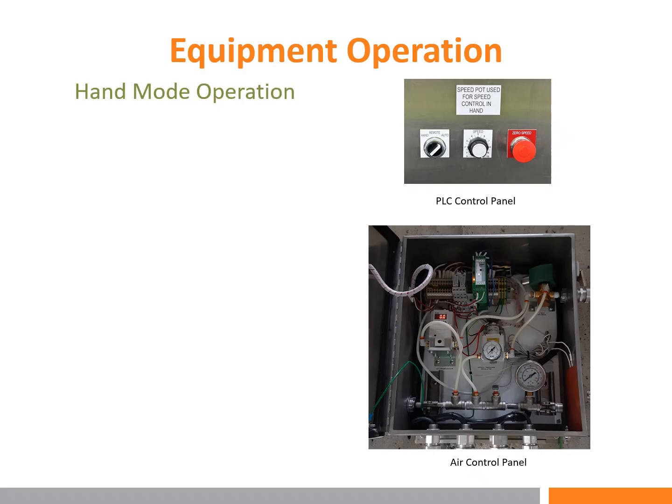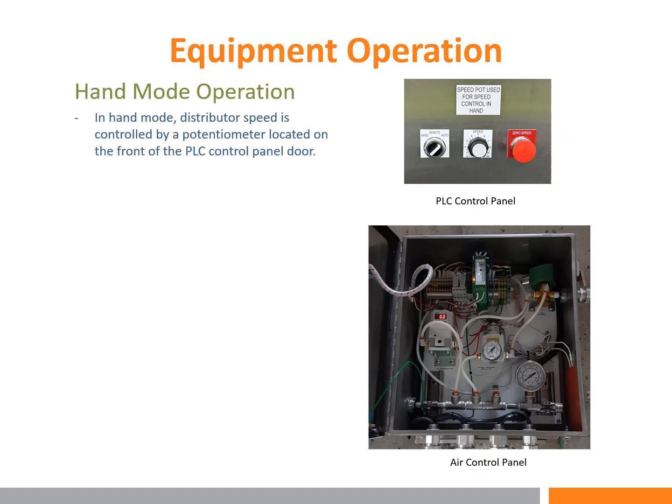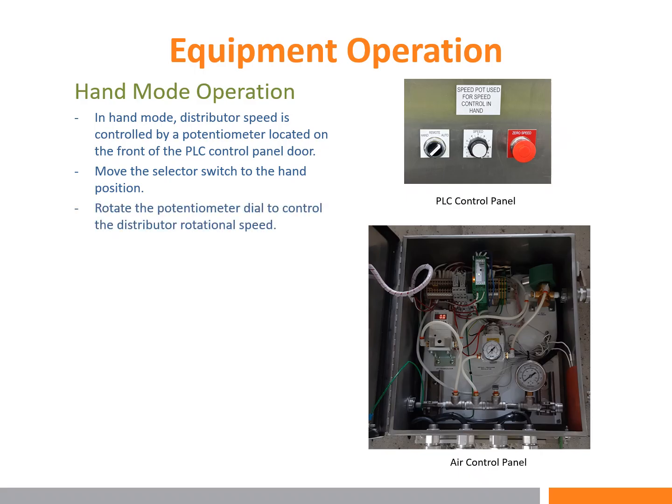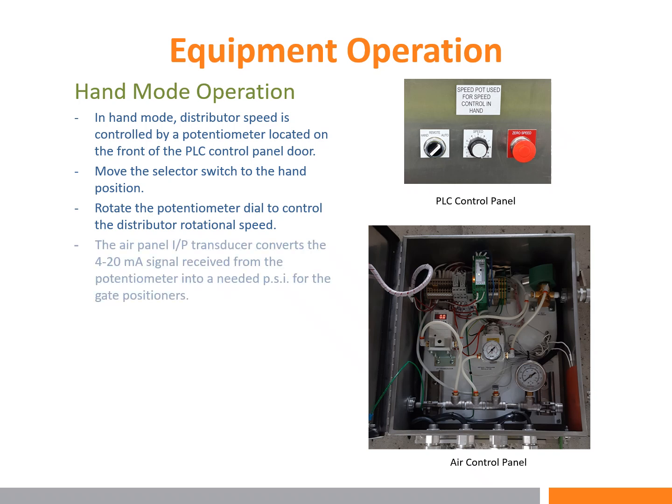Hand mode operation. In hand mode, distributor speed is controlled by a potentiometer located on the front of the PLC control panel door. Move the selector switch to the hand position. Rotate the potentiometer dial to control the distributor rotational speed. The air panel I to P transducer converts the 4 to 20 milliamp signal received from the potentiometer into a needed PSI for the gate positioners.